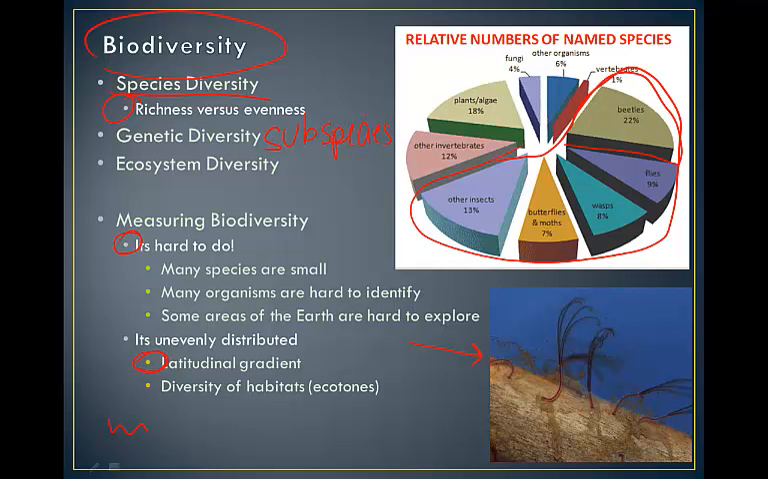There's a lot of debate on why this is. It's mostly assumed it's due to the stability of the climates in those areas. But even within habitats, habitats can be very diverse. Going from one grassland to another, we find different types of habitats, and we call those ecotones. So there's lots of ways to study biodiversity, and it's hard to do.